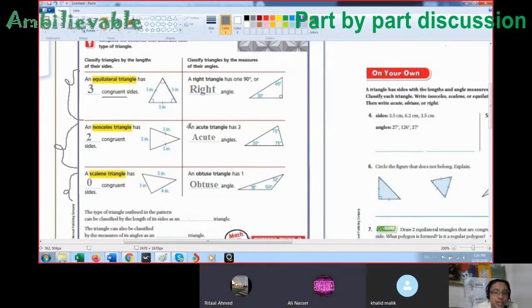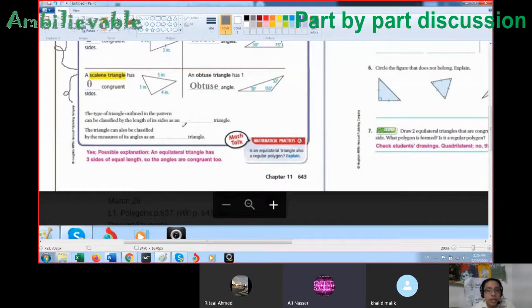An acute triangle. An acute triangle has what? An acute triangle has three acute angles. What about an obtuse triangle? An obtuse triangle has one obtuse angle. Very good. And what about this one, Omar? Can you read this one?